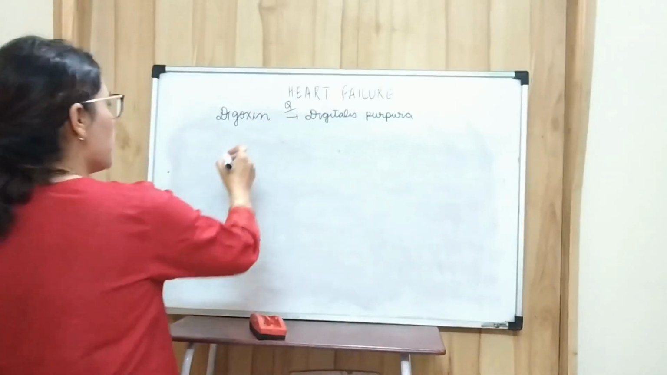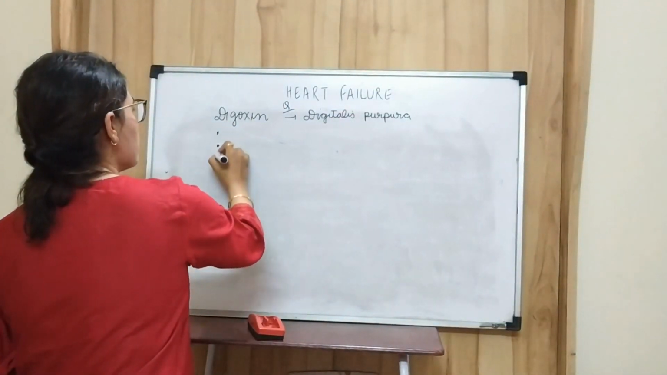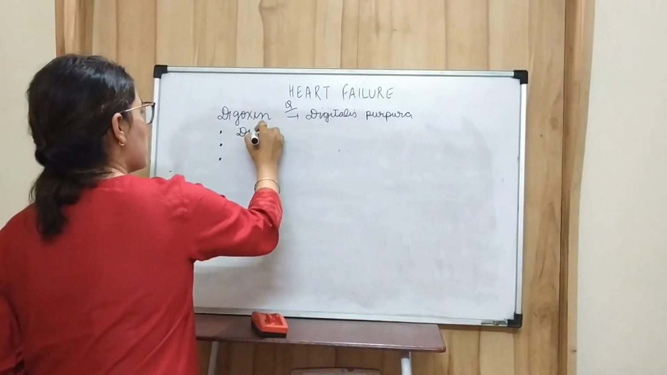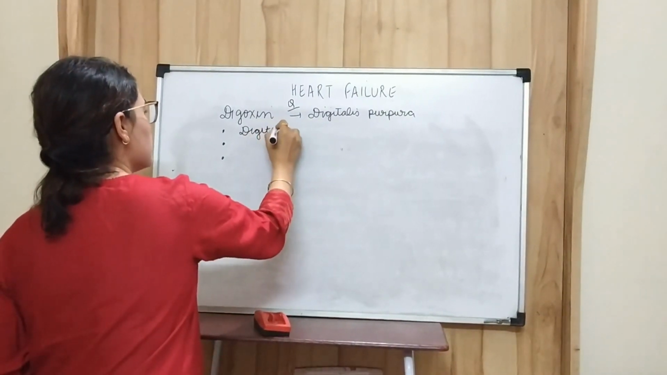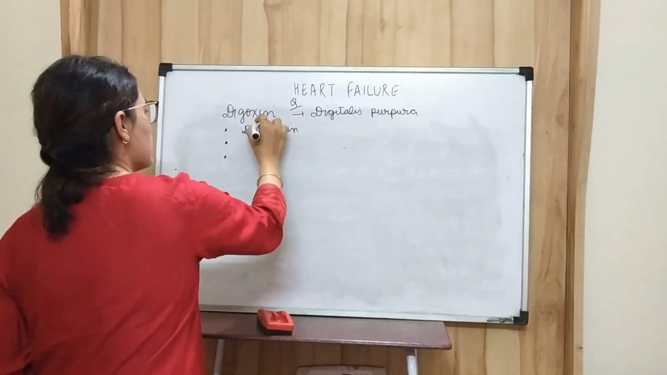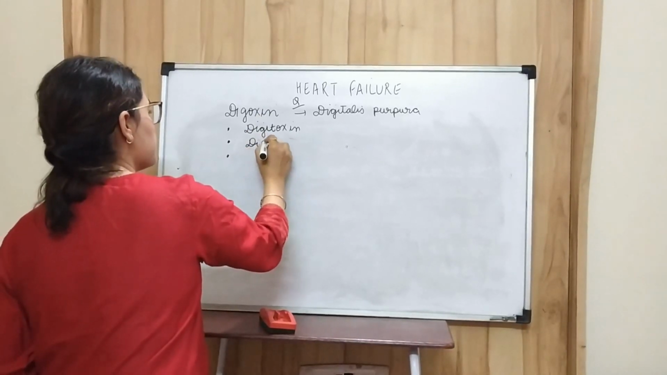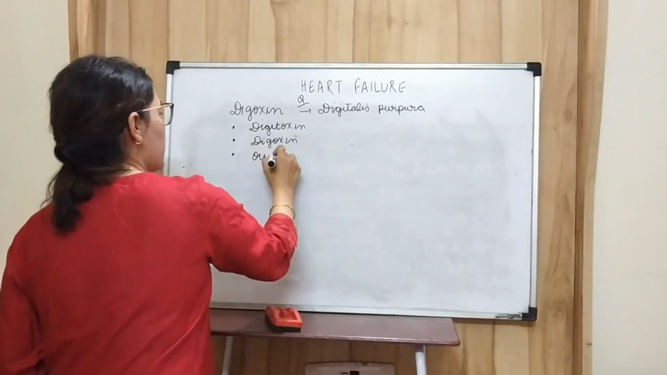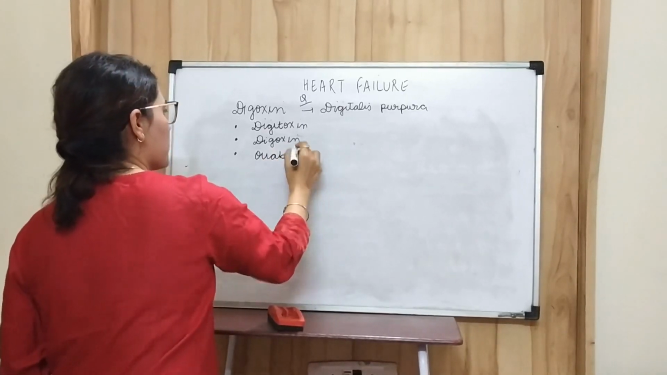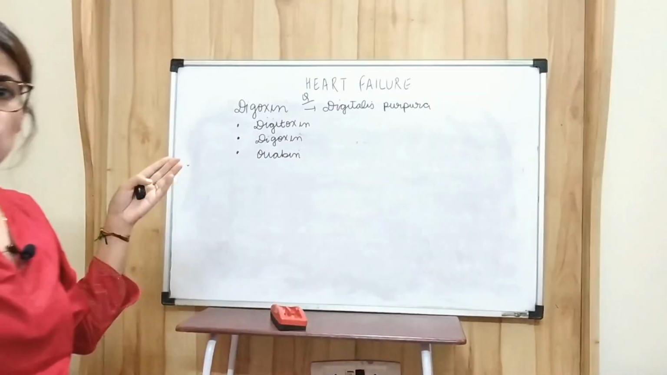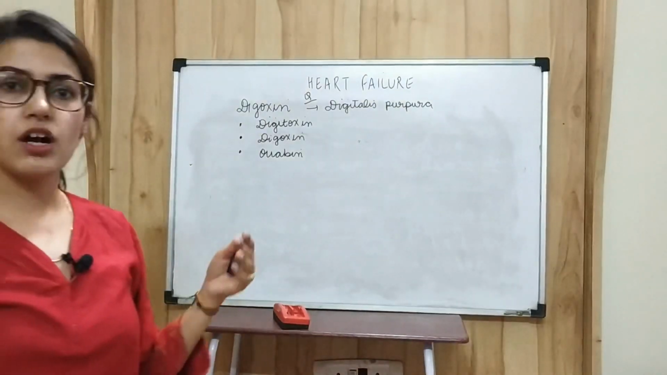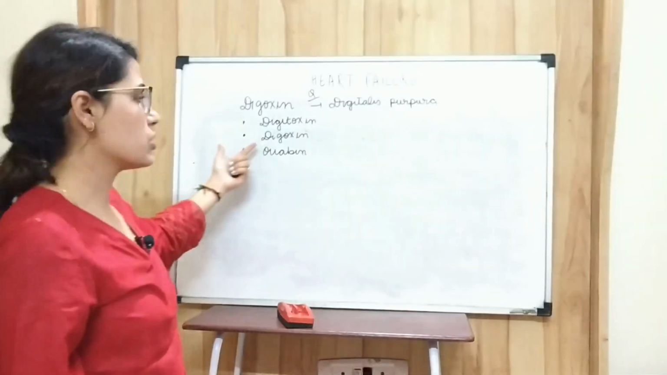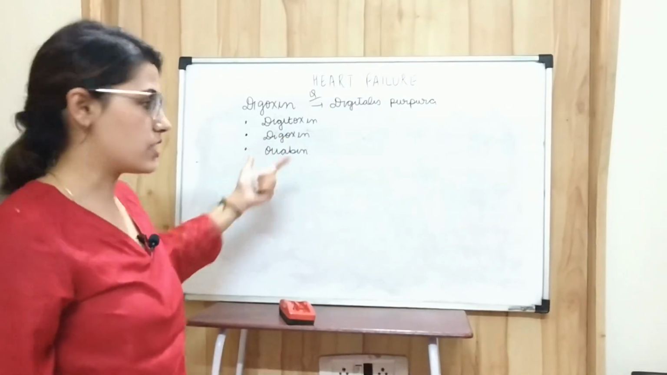There are three main compounds under digitalis: digitoxin, digoxin and ouabain. These are the three sources or compounds which are available as cardiac glycosides. The most commonly used is digoxin, which we will be discussing now.